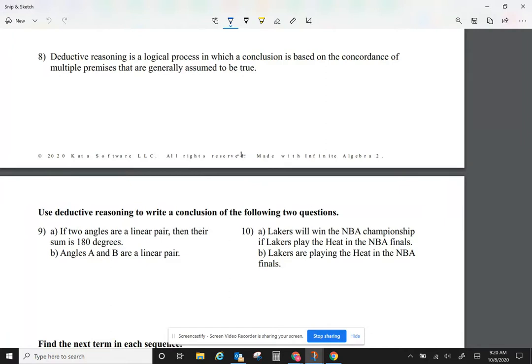What it says is, I'm going to present some facts. And remember, based on the facts that I present, I'm going to come up with a conclusion. This is basically what lawyers do. We just covered inductive. Inductive was looking for patterns. But inductive does not work in the court system.